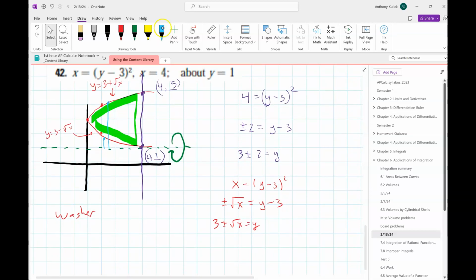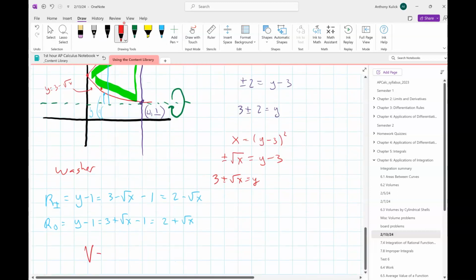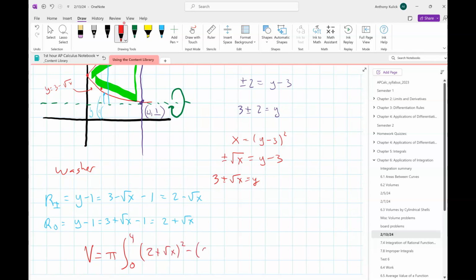So the R inner is going to be this distance, which is y, minus this distance, which is 1. And my R outer, again, is going to be y minus 1, but it's a different y. This one is 3 plus square root of x minus 1. It's going to be 2 plus the square root of x. So I think that should work.